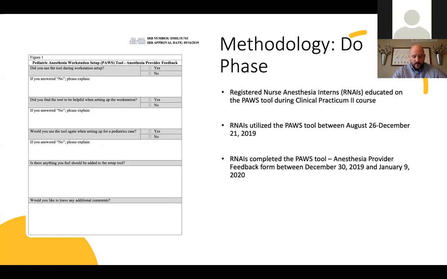Following the pilot study, interns completed the PAWS tool anesthesia provider feedback form between December 30th, 2019 and January 9th, 2020. To ensure anonymity, interns were asked to deposit completed feedback forms into an envelope located within the anesthesia office, completing the second phase of the project.